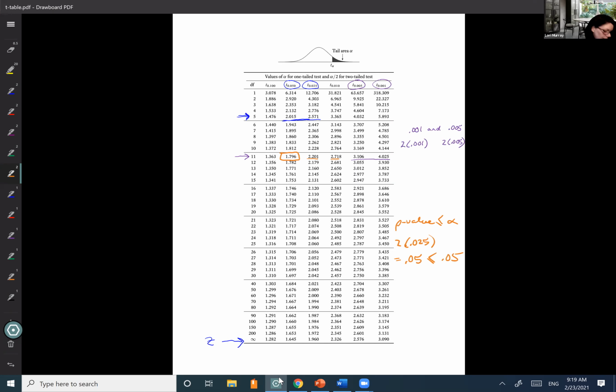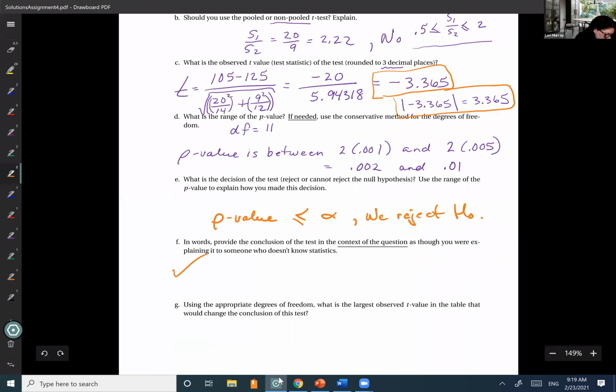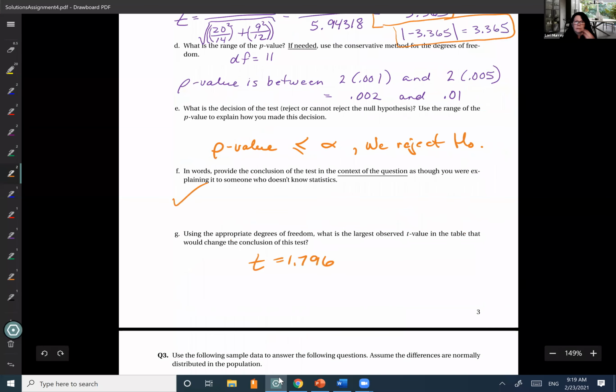So the smallest value in this case would be t equals 1.796. A little bit tricky, that one. 1.796. Right? Any questions on that? So that would change that tested value, that observed value in the table would change the result. We would not be able to reject the null hypothesis.